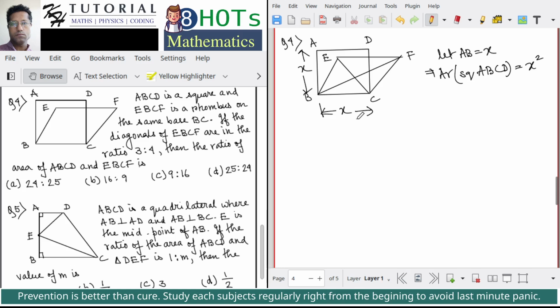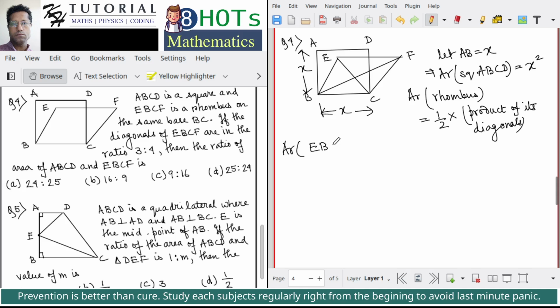From the side length of a rhombus alone, we cannot find the area of the rhombus. We need the length of the diagonals. Please note that. I hope you know that the area of a rhombus is equal to half multiplied by the product of its diagonals. So the area of the rhombus EBCF will be half multiplied by EC multiplied by BF.